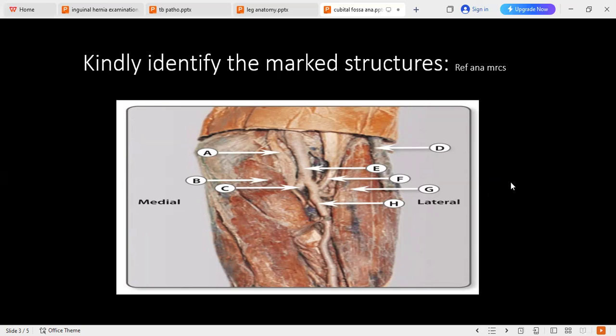Please tell me the contents of the cubital fossa, from medial to lateral. Yes, the median nerve, the brachial artery, and the tendon of biceps brachii.